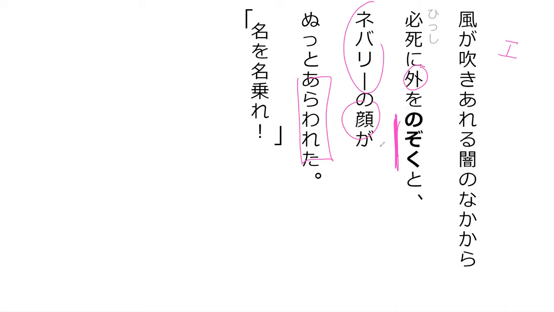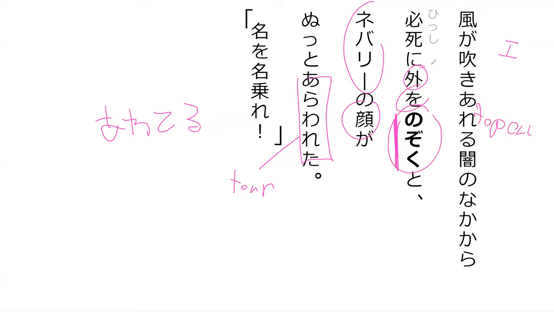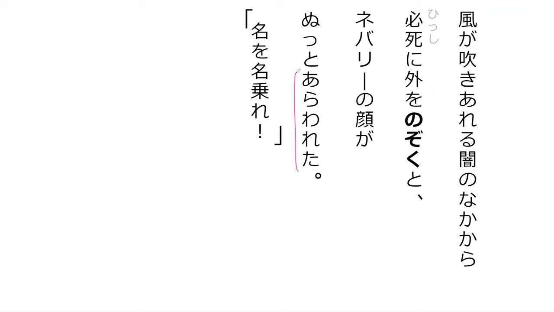Panic. That's a good guess. Arawareta is to appear, and the panic is awateru. Nozoku is to peek. So I peek into outside. I peek outside and Nebi's face appears. Or in other words, I can see Nebi's face. The ability to see happens. You can now perceive it. Nebi's face is perceivable once I look into the outside.